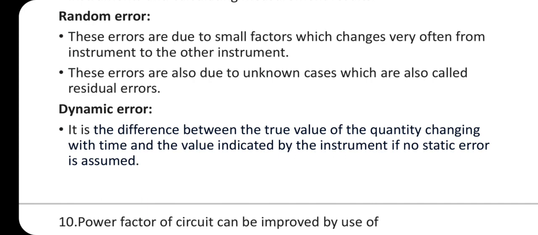And what is dynamic error? It is the difference between the true value of the quantity changing with the time and the value indicated by the instrument if no static error is assumed.